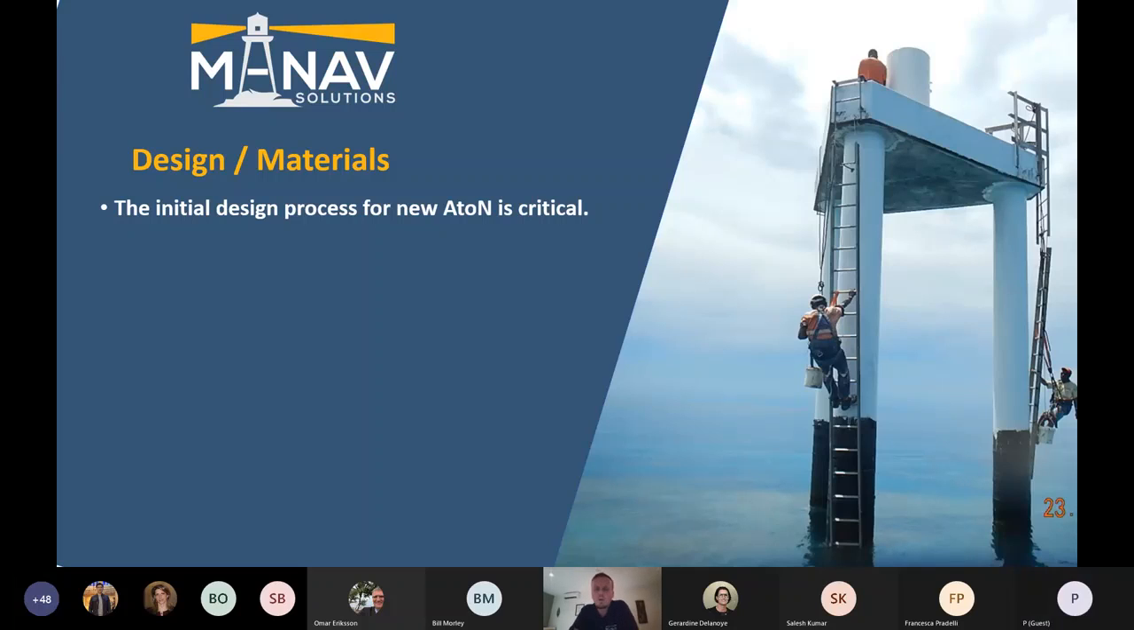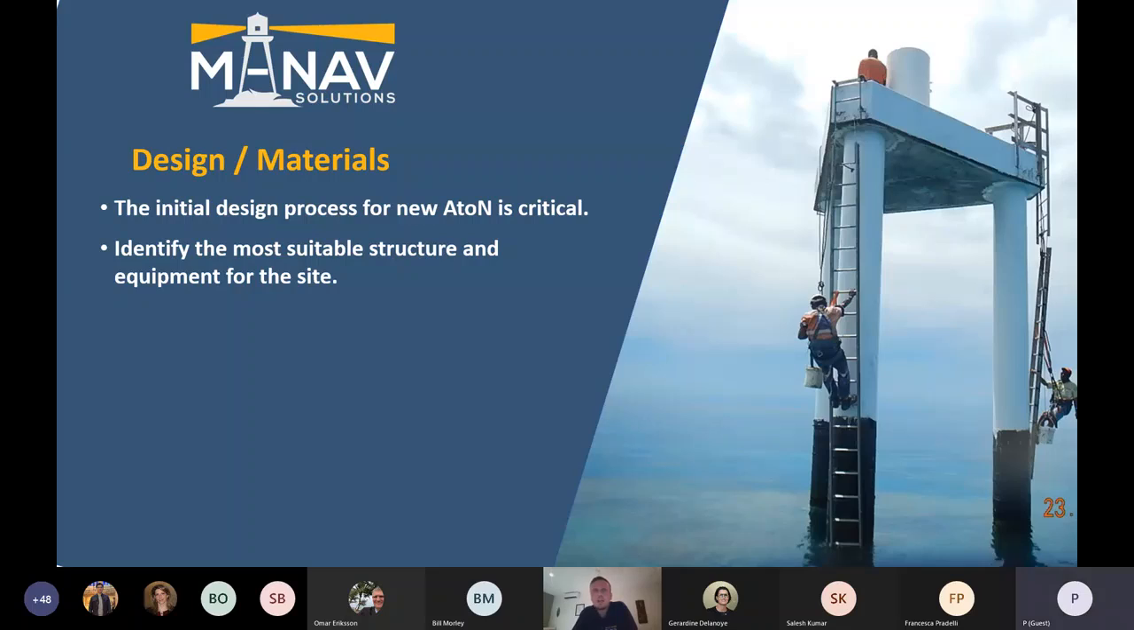So this is really critical when you're looking at AtoN, especially in some of the very remote and aggressive marine environments that we're installing them in. There's a lot of different things to consider here. Depending where you're going to put the AtoN, you really need to identify the most suitable structure and the most suitable equipment for the site. There is no one fit all, and you've really got to look at environmental conditions. You've got to look at how remote the site is. There's several different things you've got to look carefully at when you're deciding on the right type of structure.